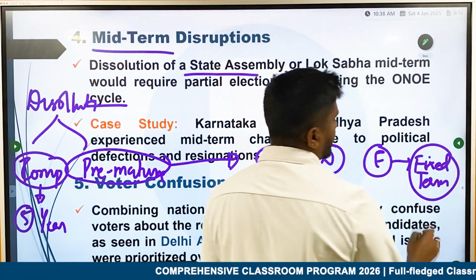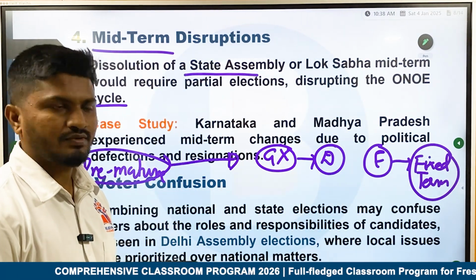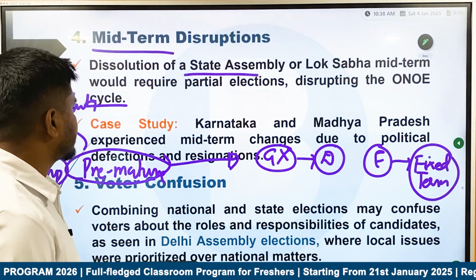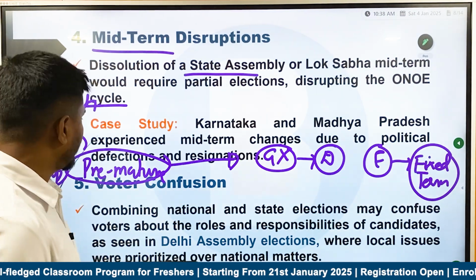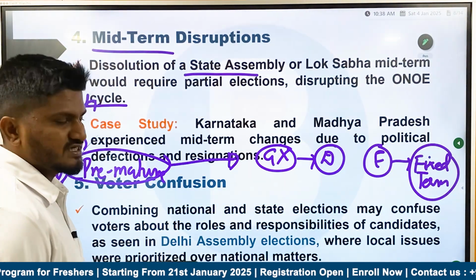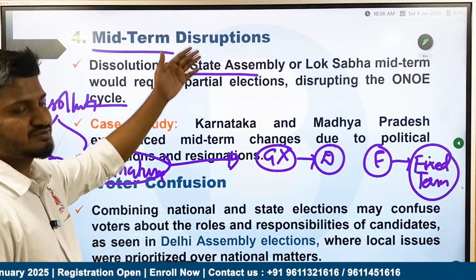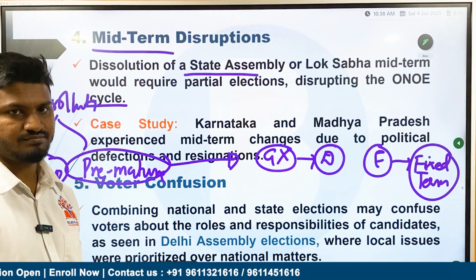under the 109th Constitution Amendment Act. Okay, so case study: Karnataka and Madhya Pradesh experienced midterm changes due to political defections and resignations. This can again happen in the future, which is going to disrupt one nation, one election synchronization.